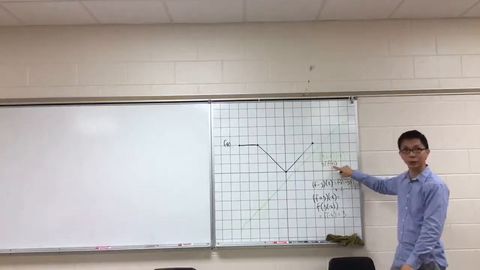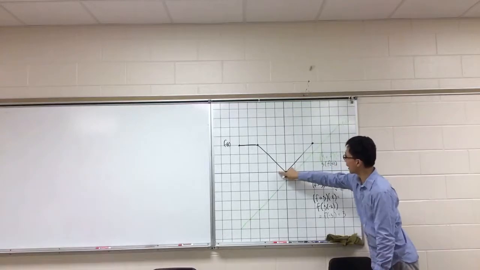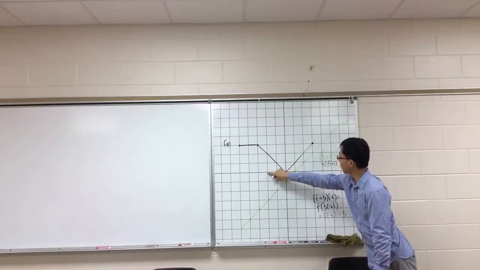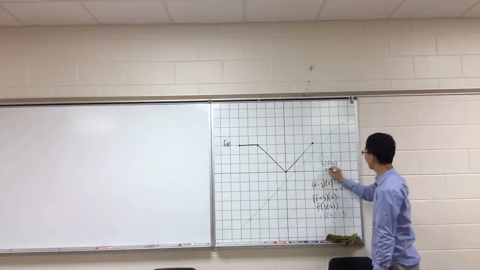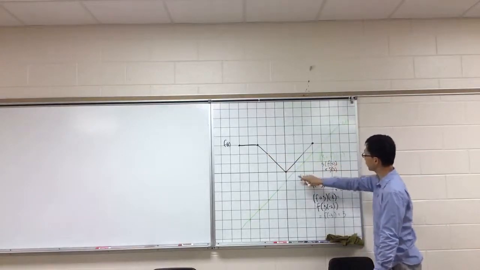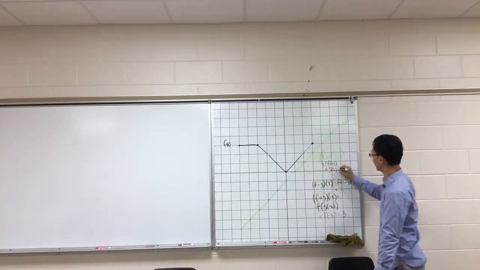So f of -2, that means we're gonna go to -2 here. -2 is the x, right? And then go to the f function, so that's gonna give me what y value? 2. So that's equal to g of 2. What is g of 2? Then let's go to 2 here. What is g? 1.